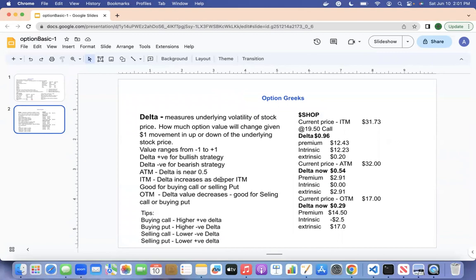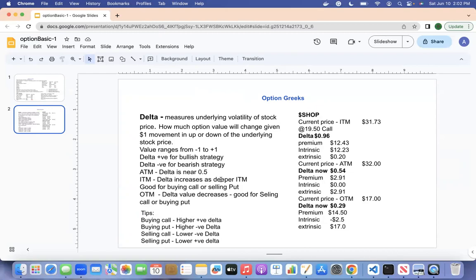Secondly, there are option Greeks that I'm going to talk about, which are kind of an indicator for what kind of strike price and expiry date you should choose. So when you are ready to execute an option, you need to understand the market trend and the stock trend, but at the same time you need to choose the right delta. So delta measures the underlying volatility of the stock price. So basically it takes into consideration how the stock is changing based on how the premium is changing. If the underlying stock price changes by $1, how much is the premium changing? That is measured by delta.